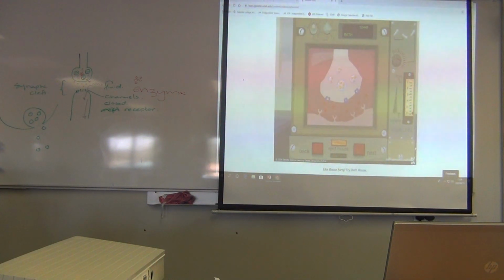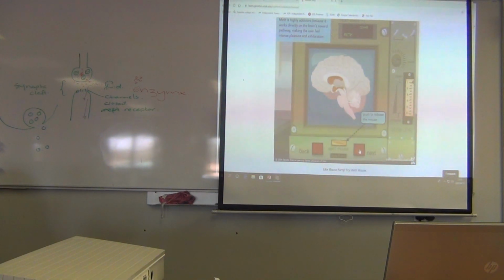Dopamine transporters are responsible for removing dopamine from the synaptic cleft. Because meth mimics dopamine, it is taken into the cell by the dopamine transporters. Once inside the cell, meth enters the dopamine vesicles, forcing the dopamine molecules out. The excess dopamine in the cell causes the transporters to start working in reverse, actively pumping dopamine out of the cell and into the synapse. The excess dopamine becomes trapped in the synaptic cleft. As a result, it binds again and again to the receptors, overstimulating the cell. Meth is highly addictive because it works directly on the brain's reward pathway, making the user feel intense pleasure and exhilaration.